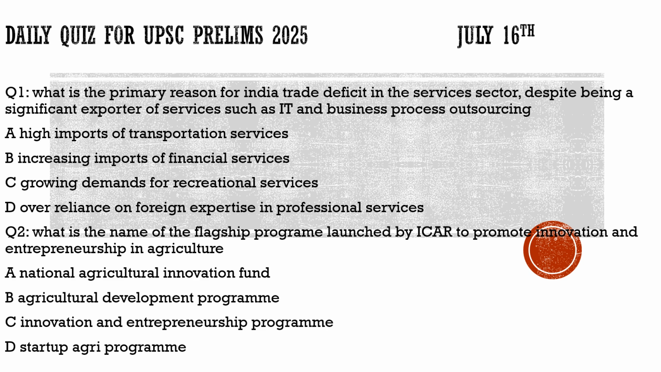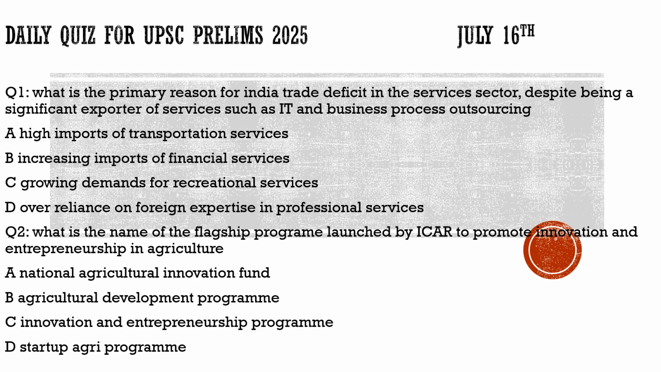Now coming to question number 2, let's see what it asks about. Here it says, what is the name of the flagship program launched by ICAR to promote innovation and entrepreneurship in agriculture? ICAR is the Indian Council for Agricultural Research. So here we have to find out the name of the flagship program launched by it, which is to promote innovation and entrepreneurship in agriculture.